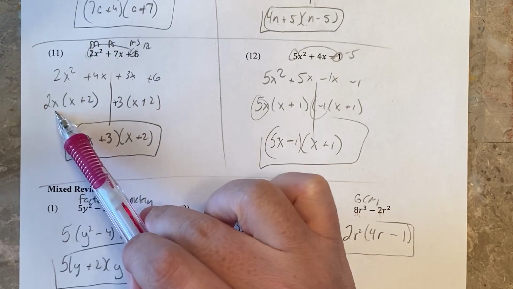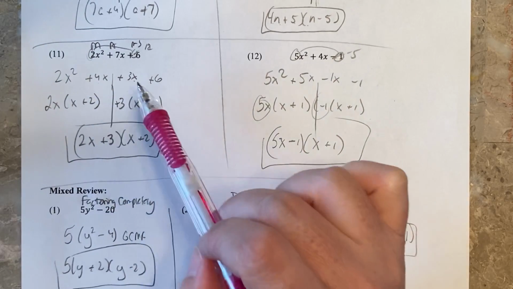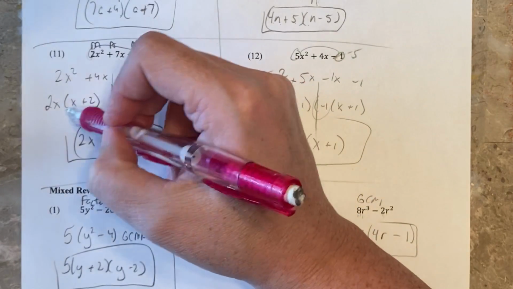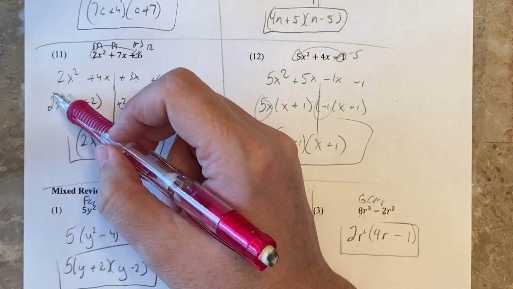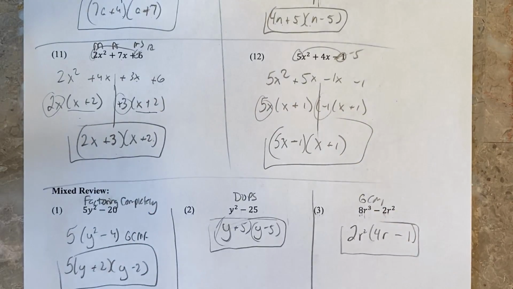Here your GCF is 2x, and you want to bring a factor out of 2x. That leaves you with x plus 2. Here your greatest common factor is 3, left with an x plus 2 again. These should always match. That's how you know you're doing this right. So 2x and 3 is one binomial. X plus 2 is the other.